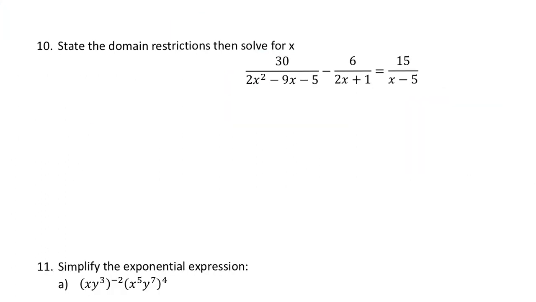Okay, question 10. We're going to solve the rational equation, but first we have to state the restrictions. So to start this problem out, the very, very first thing we're going to want to do is factor the denominator. So we've got our denominator factored.